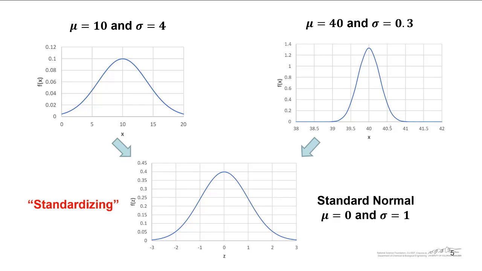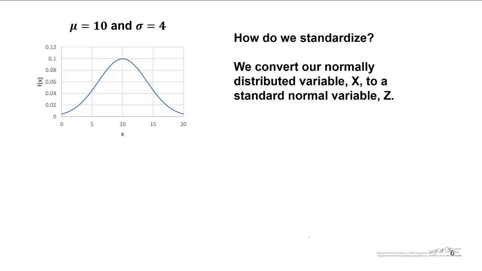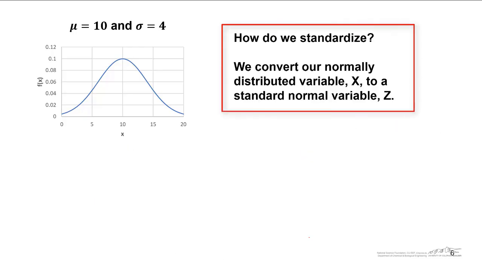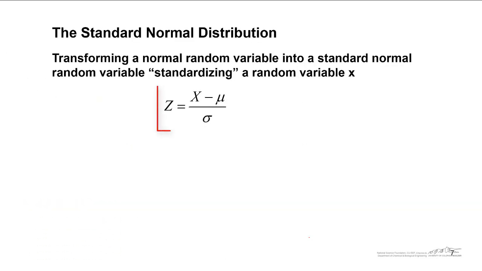This was useful when we didn't have computing tools because you could essentially level the playing field, convert everything to a standardized variable, and then in the back of your book or in various tables, you would have a cumulative distribution function that is published and readily available. So how do we standardize? We convert our normally distributed variable x to a standard normally distributed variable, capital Z. We do that through this formula. Z, our standard normal random variable, is equal to x minus mu over sigma.